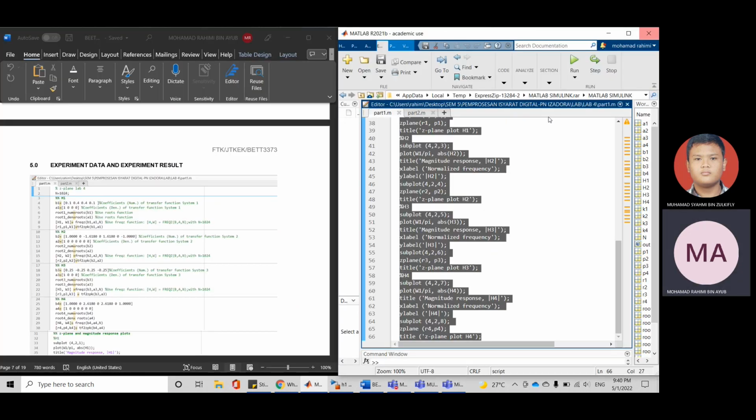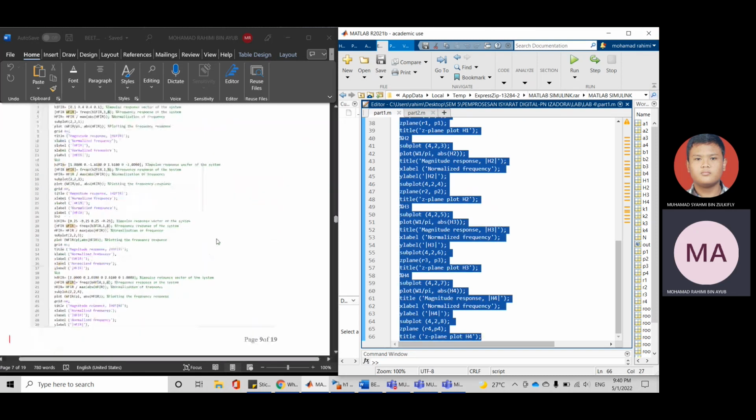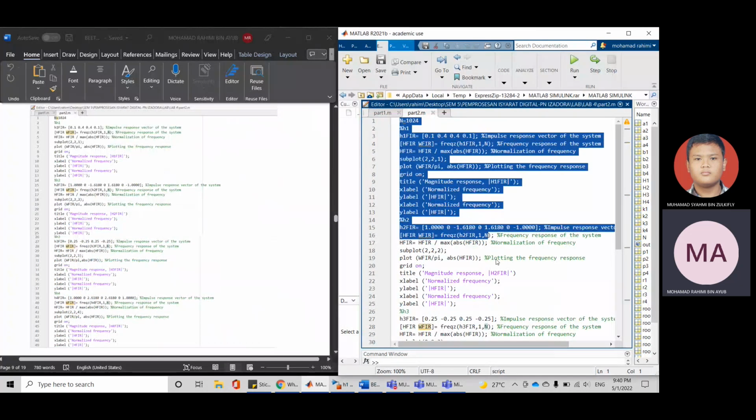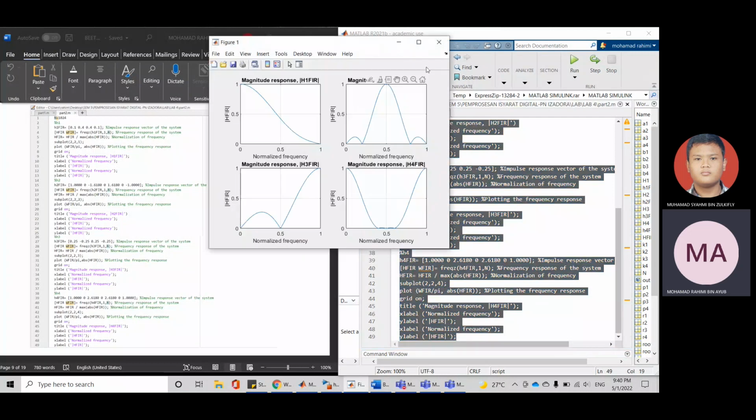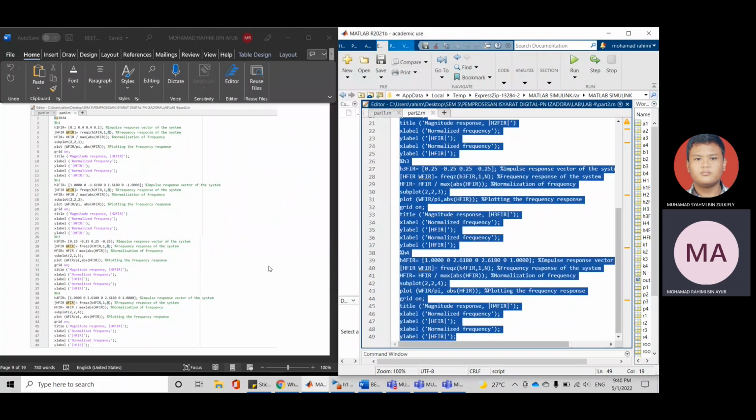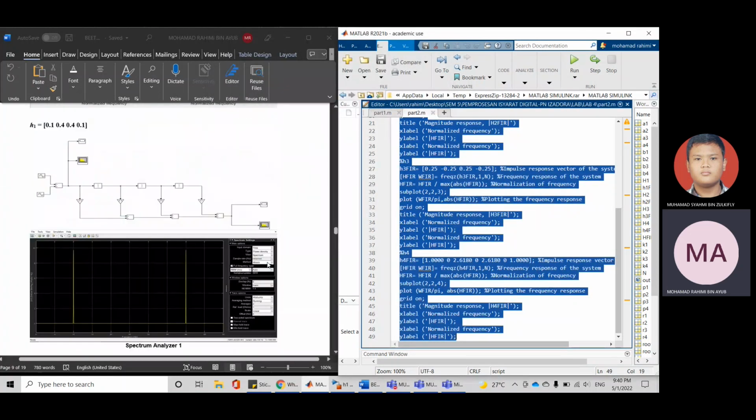For the second one, it is also the same. I just did two graphs, two codes, just to see the magnitude response only. It is the same as number one, but for number one I also did the Z plane.